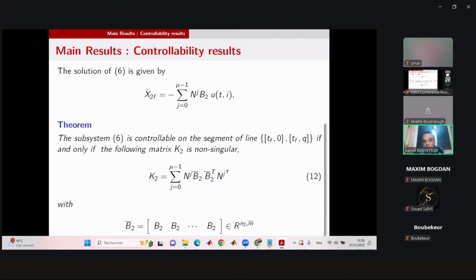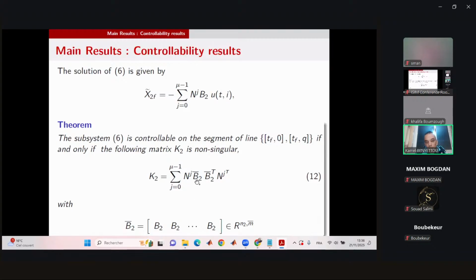And moving to the second subsystem 6, the solution formula of subsystem 6 is given by X2F type. And then we conclude, it's our contribution, to calculate the Gramian matrix associated to the second subsystem. The subsystem 6 is controlled on the segment line [TF0, TFQ] if and only if the following matrix Q2 is non-singular. And this is the new definition and our main result in this presentation.